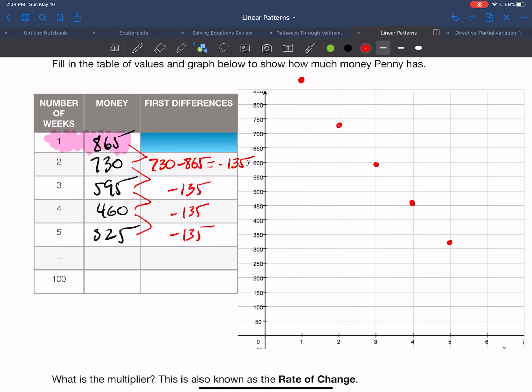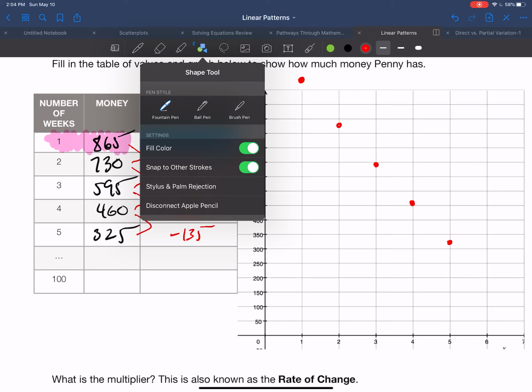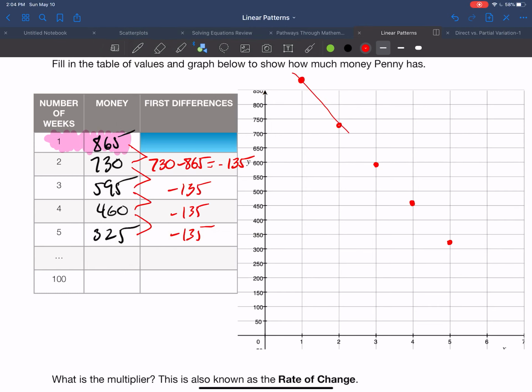Okay. So now we're going to draw our line of best fit. So we want to go through as many points as possible. In this case, it's not going to be too difficult since it's fairly straight. And we're going to ignore this part down here, because she won't have any money left after 100 weeks.